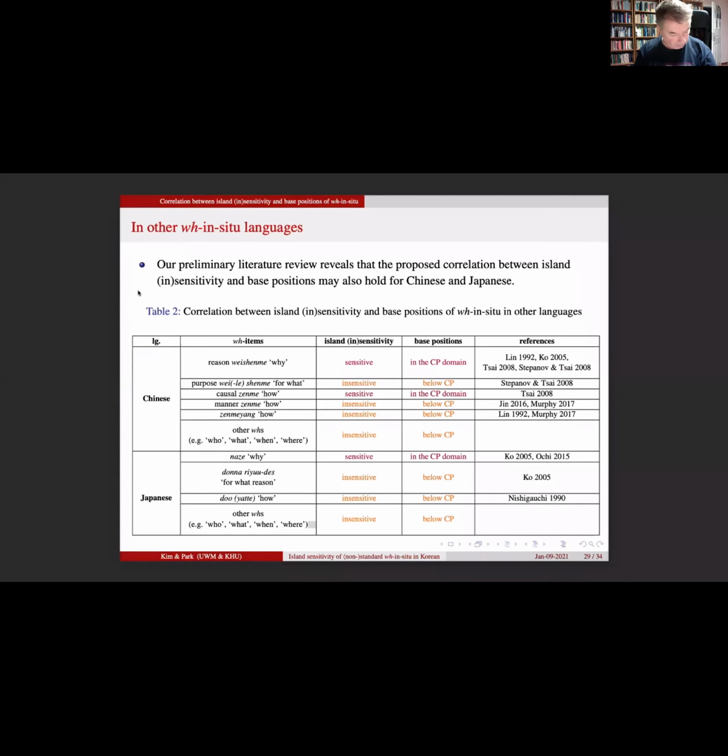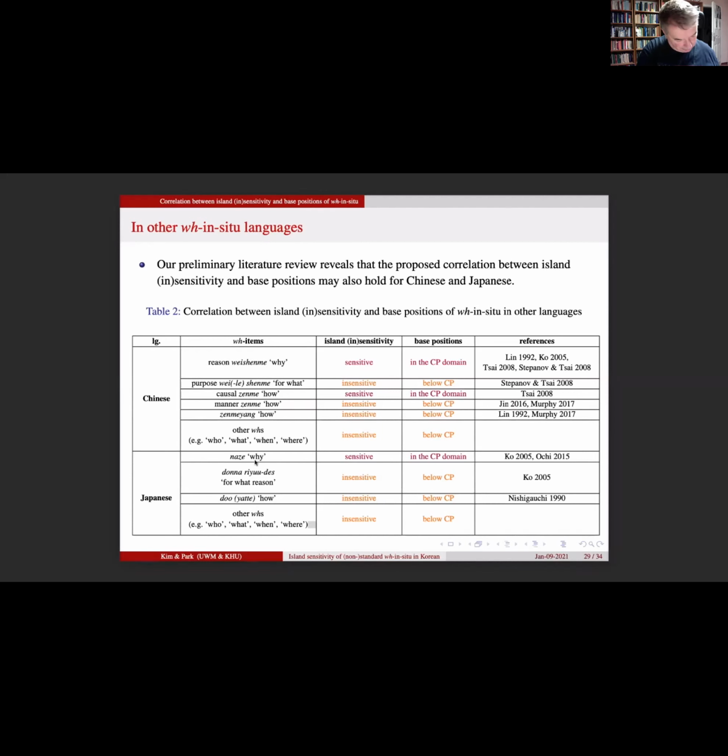Our preliminary literature review reveals that the proposed correlation between island sensitivity and base positions may also hold for Chinese and Japanese. In Table 2, Chinese reason wh-word why is island sensitive and it is assumed to be base generated in the CP domain, but its proposed counterpart, the reason wh-word for what, is island insensitive and it is base generated below CP. And Chinese causal how is island sensitive and it is assumed to be base generated in the CP domain, but its manner counterpart is island insensitive and it is base generated below CP. And also Chinese how is island insensitive and it is base generated below CP. Other double-edged phrases are all island insensitive and they are assumed to be base generated below CP.